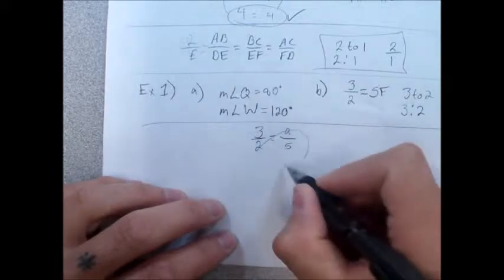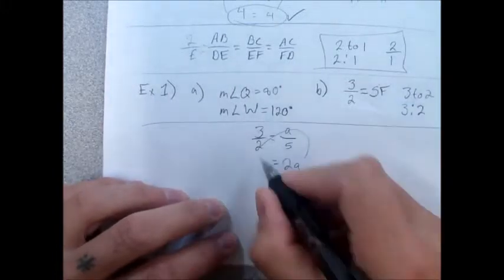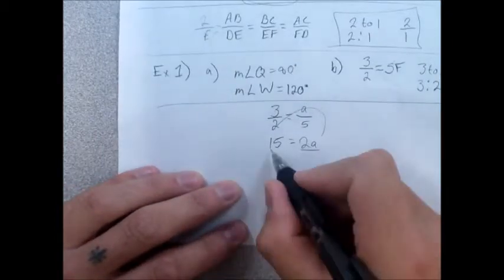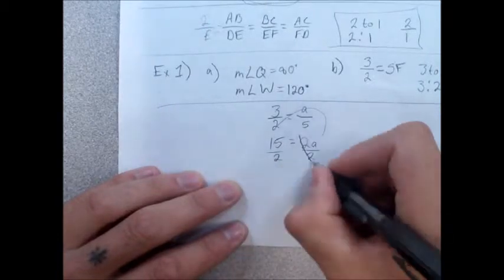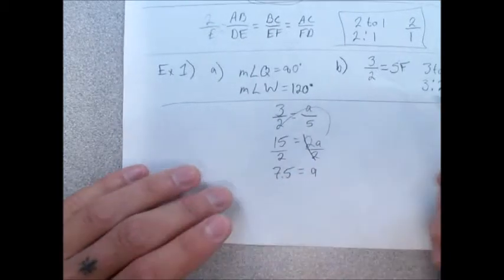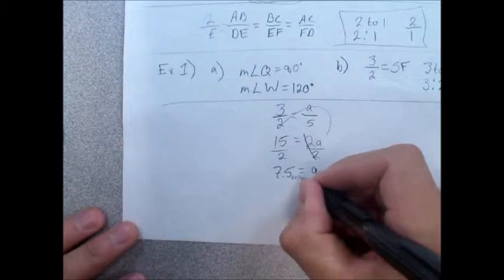2 times a is 2a, right? 5 times 3 is 15. Finish solving it out. I have to do the division property of equality, divide by 2 on each side. That cancels out, so a is equal to 7.5. If they don't give you a length of measure, you write units, of course.